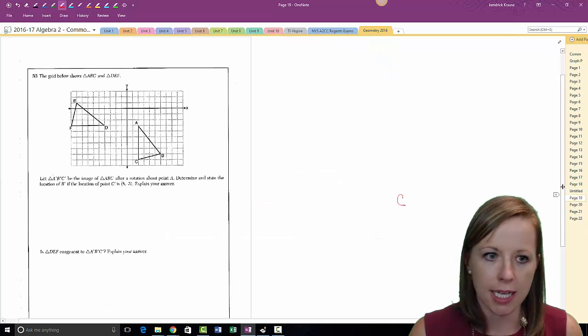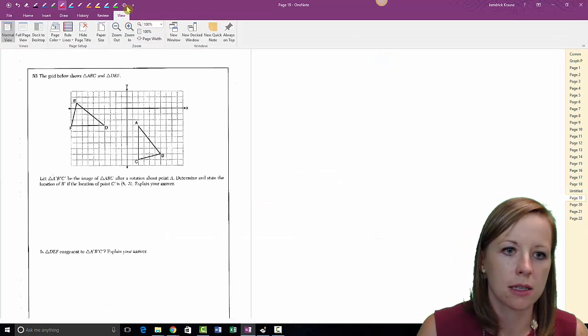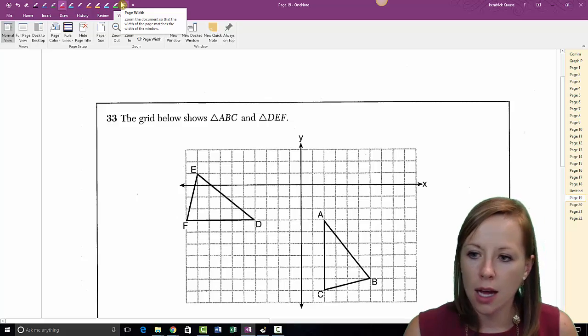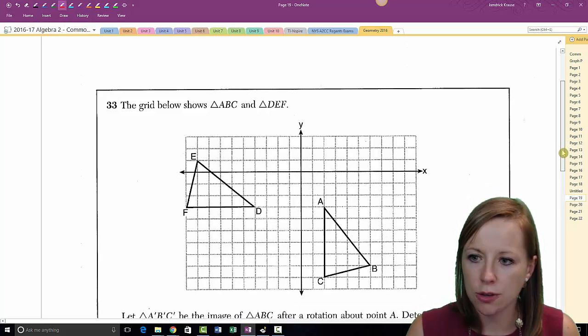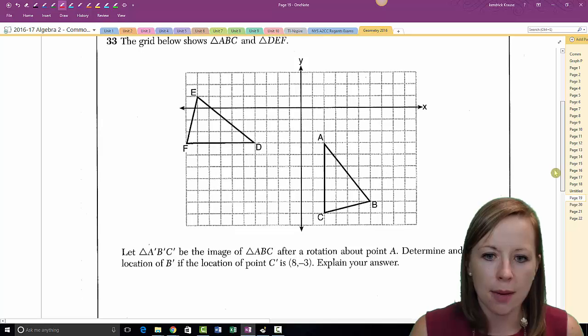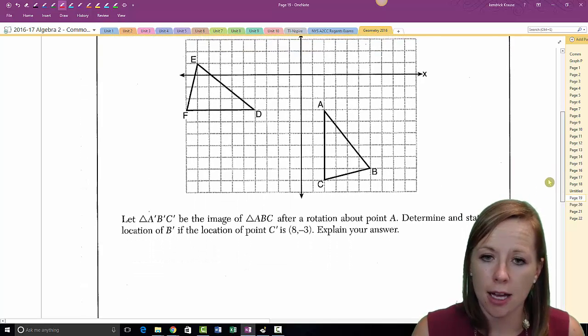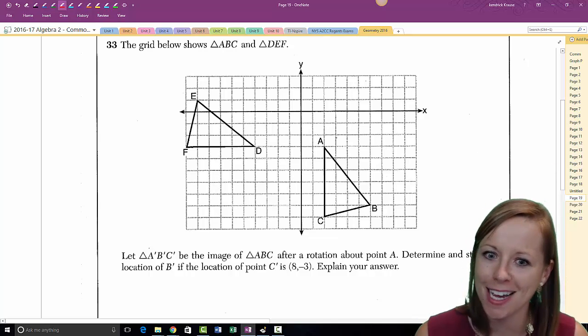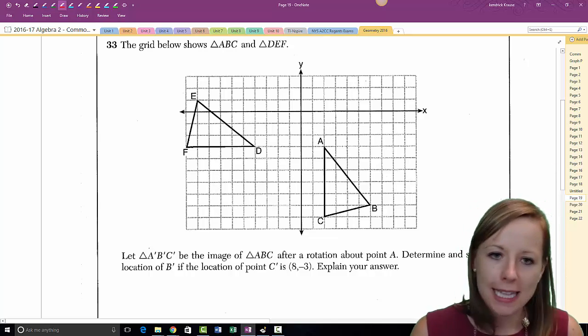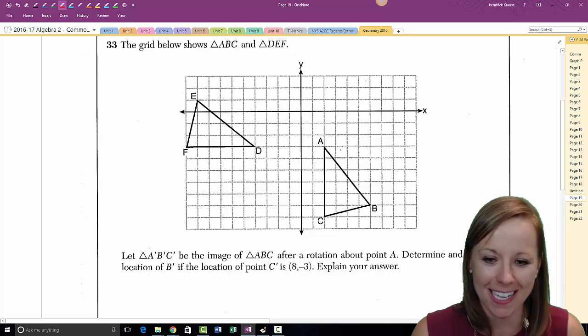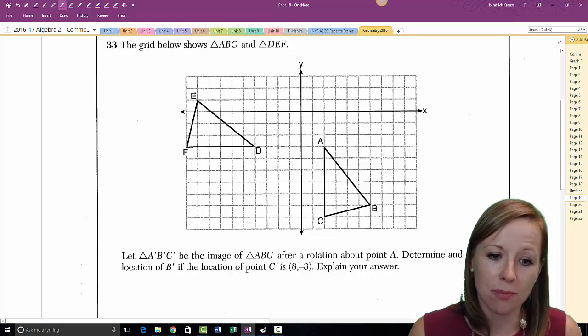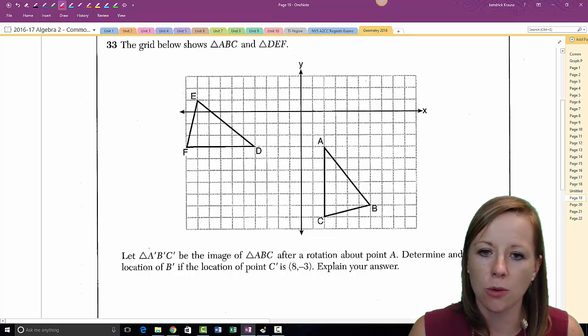Okay, page 19. So we've got this picture or this grid here. Triangle A prime, B prime, C prime is the image after a rotation about point A. If you didn't read carefully, like me the first time, you had a hard time. Determine and state the location of B prime if the location of C prime is (8, -3). So 1, 2, 3, 4, 5, 6, 7, 8, 1, 2, 3.